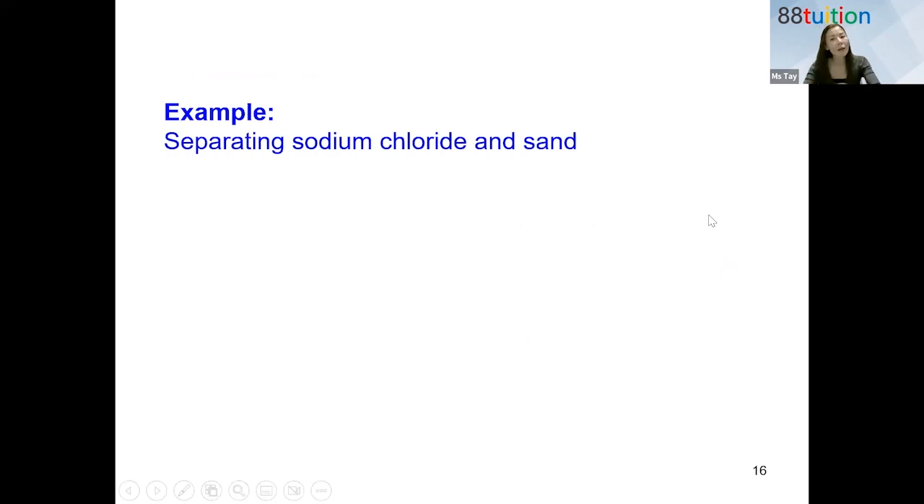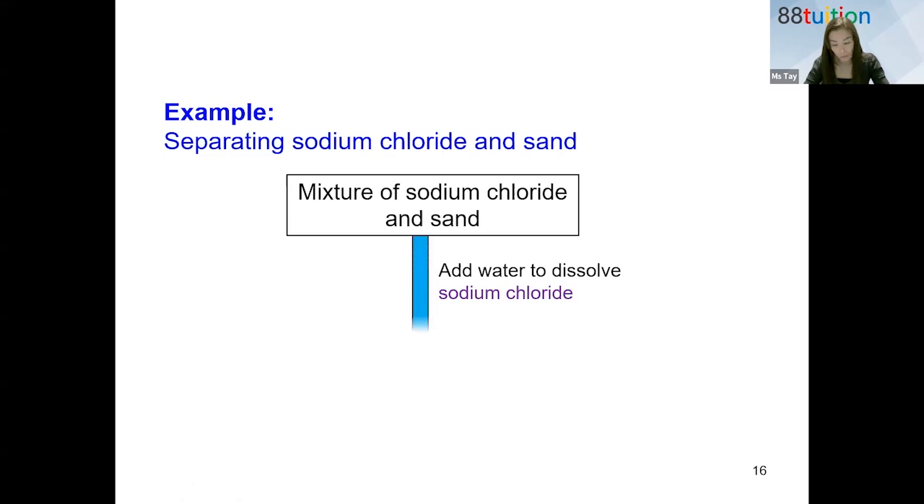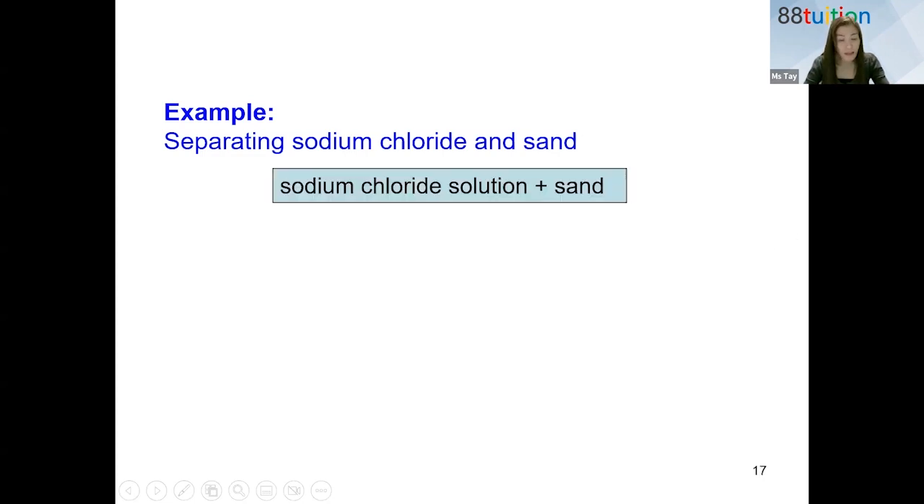So this is a similar question to the one you have in your handout from last week. You separate sodium chloride and sand. This is actually a solid mixture. We firstly must add water. Why choose water? Because sodium chloride, which is salt, can dissolve in water. So you get sodium chloride solution and sand. This is another mixture, but this mixture is easier to separate.